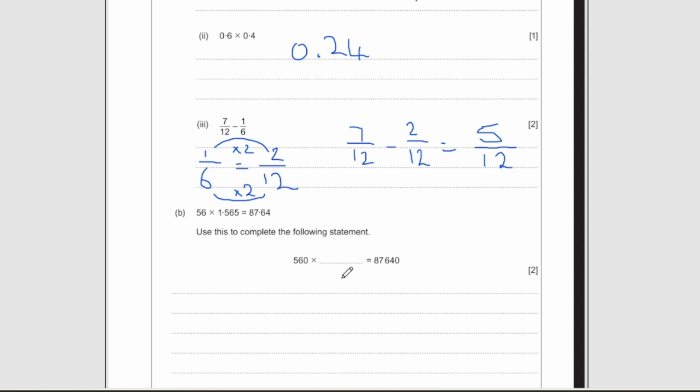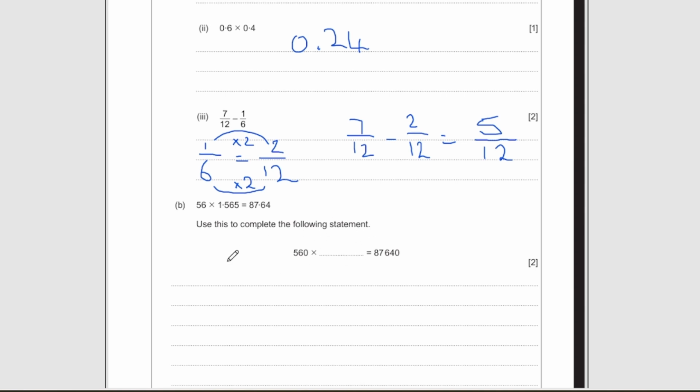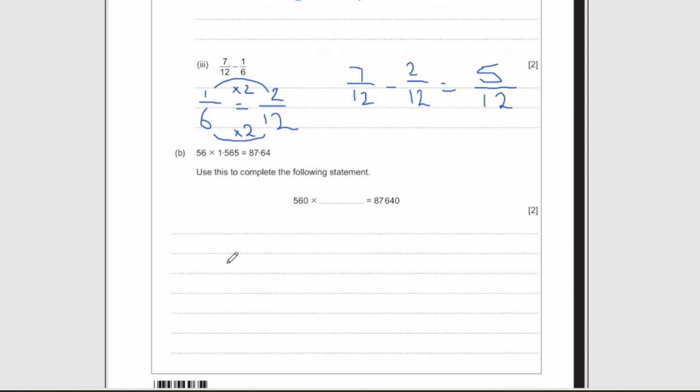Okay, so 56 times 1.565 equals 87.64. Use this to complete the following statement. 560 times something equals 87,640. Now, of course, these numbers are very similar. 56 times 10, 87.64 times by 1,000.